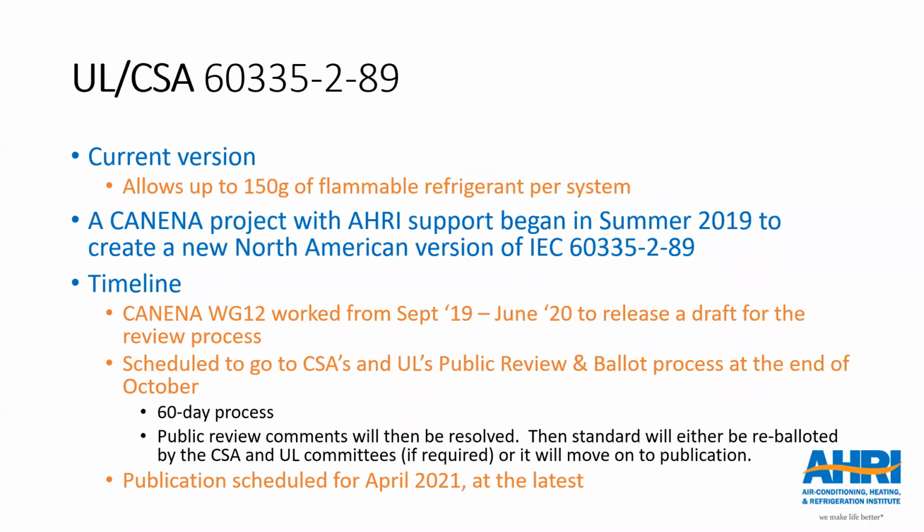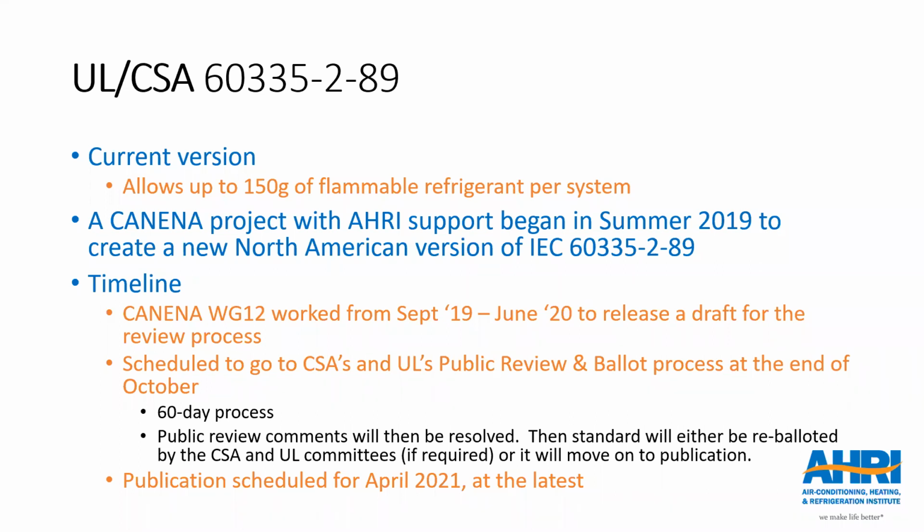So now let's move over to the North American version of standard 2-89. The current released version of the standard aligns with the previous version of the IEC, which allows up to 150 grams of flammable refrigerant per system. However, as soon as the new IEC Edition 3 was released in the middle of 2019, a Canina project with AHRI and also UL and CSA support was opened to create a new version of the standard. So this new Canina working group, working group 12, worked pretty tirelessly from September of 2019 through June of this year to complete a draft of UL/CSA 2-89 for the standards development and public review process.